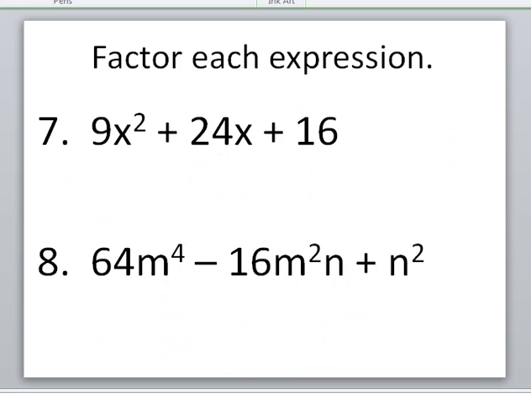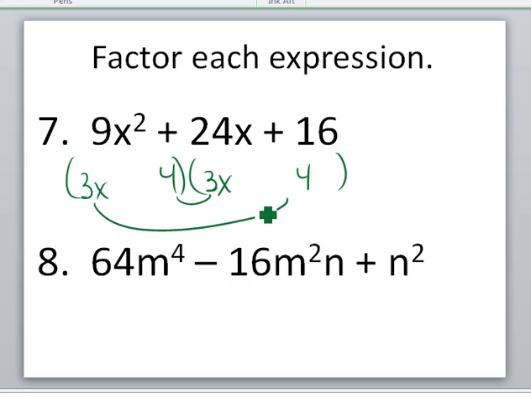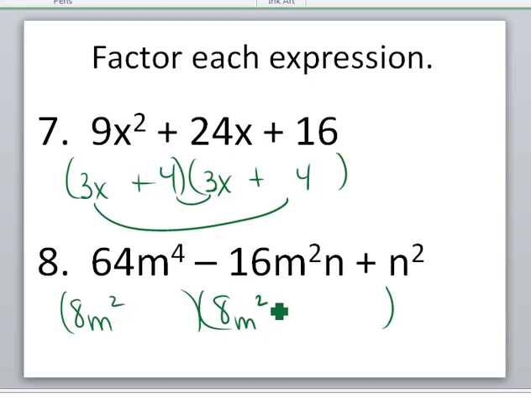I have two more. Let's see if I can squeeze these in here. I've got a perfect square here, so it'll be 3x times 3x. Perfect square here, 4 times 4. This gives me 12 plus 12, so I have positives inside. Last one, I have 8m to the second times 8m to the second, n times n. I need a negative 16, so these would both need to be negative. I should have written these as quantity squares as well.